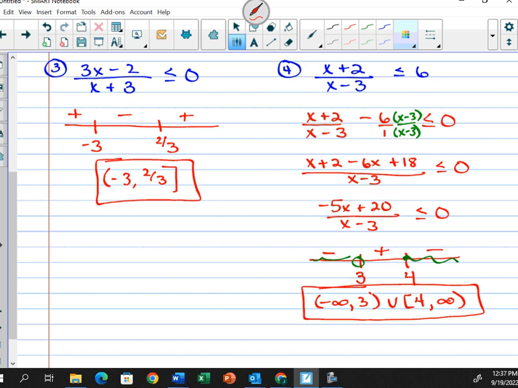So we can't include the 3 because 3 would give me dividing by 0. I can't divide by 0. So it's like a vertical asymptote, right? If you were telling me the domain, you skip over where that vertical asymptote is. Same idea here. We're skipping over the 3 because it's not a valid number to use in this problem. Like on number 3 over there, it was negative 3 that we had to skip over. So that's why that had the parentheses.